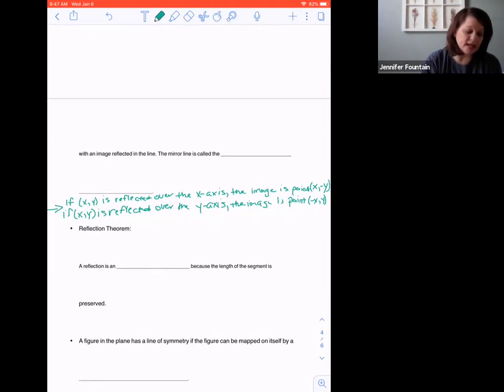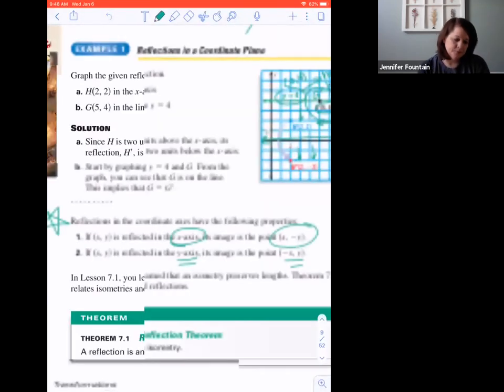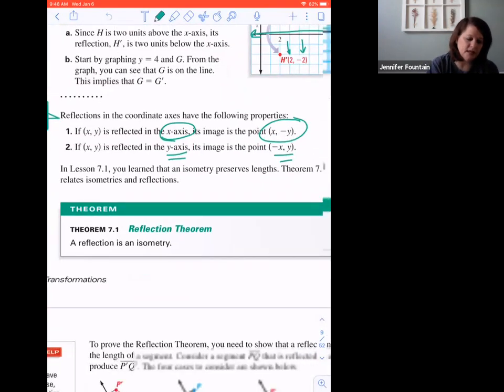All right, so our next little point says a reflection is an blank because the length of the segments is preserved. And so that is going to be an isometry. So that is going to be on page 404 right at the bottom. Let me go back to the text. Okay, so we just added those notes. And then theorem 7.1 says reflection theorem, and it just says that a reflection is an isometry. So I can automatically assume that whenever I hear that a reflection is an isometry, then I know that my lengths are exactly the same. I know that nothing is changing about that.